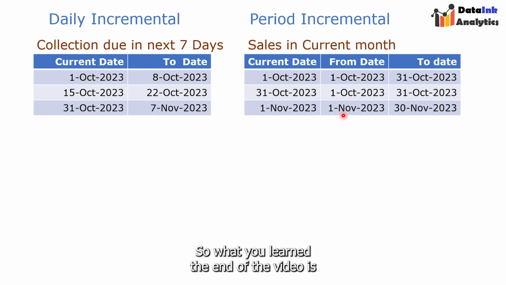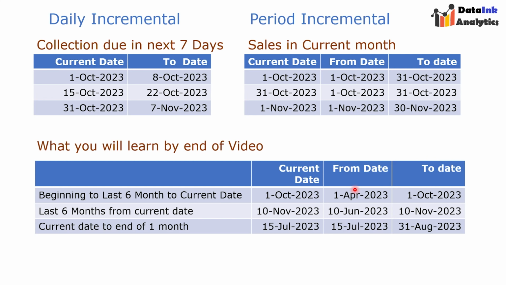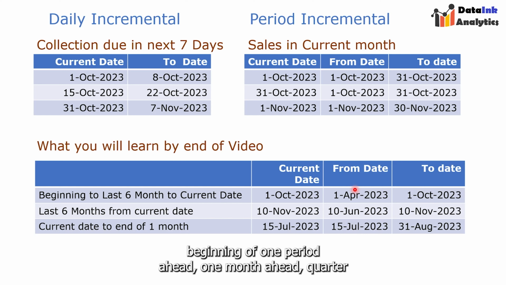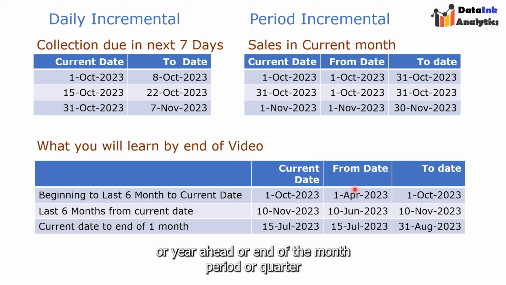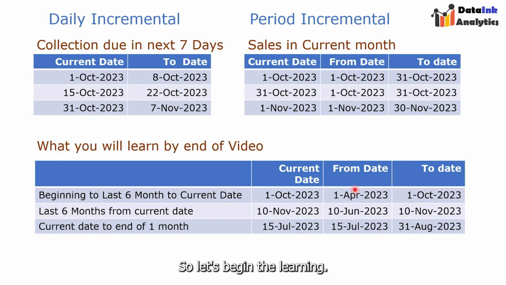So what you will learn at the end of the video is you can set your from and to date as the current date or some days prior or before the current date, beginning of one period ahead, 1 month, quarter or year ahead, or end of the month, period or quarter after 1 month, 2 months, or any other duration that you may like. So let's begin the learning.